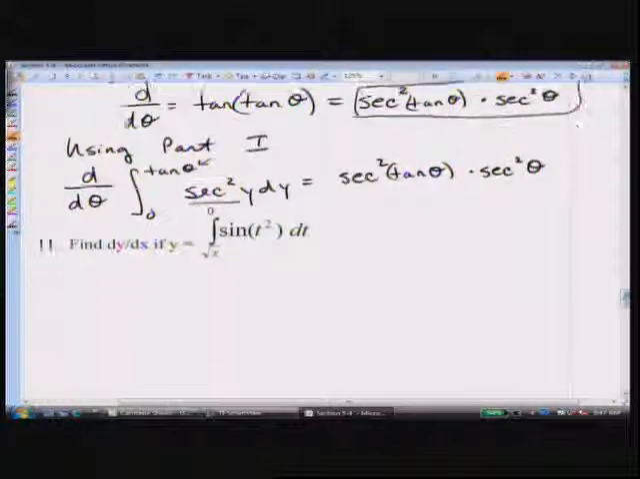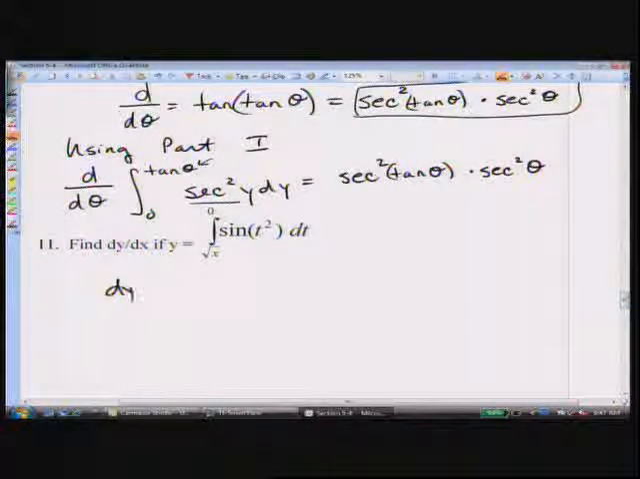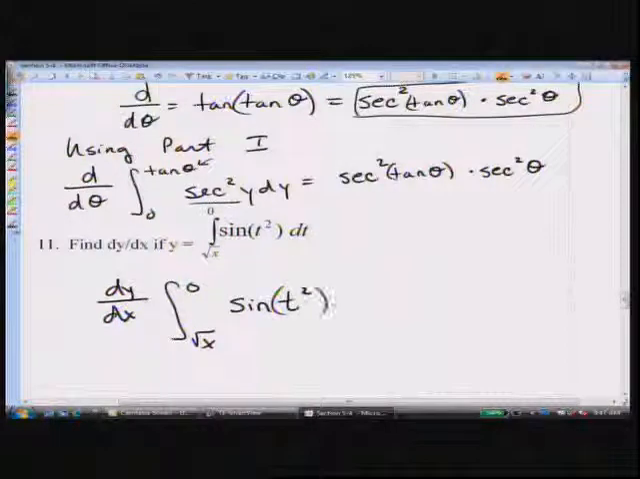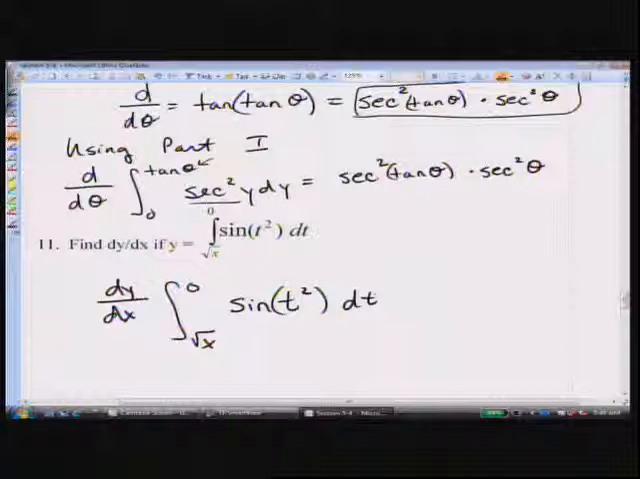Okay. So if you're asked to find the derivative with respect to x of the integral from the square root of x to 0 of the sine of t squared dt, the first thing you ought to do is put it exactly in the form of the fundamental theorem. The fundamental theorem went from a to x, right? So I need to switch my limits. Do you remember in section 5.3 we learned how we can switch our limits? We just make it negative, okay?